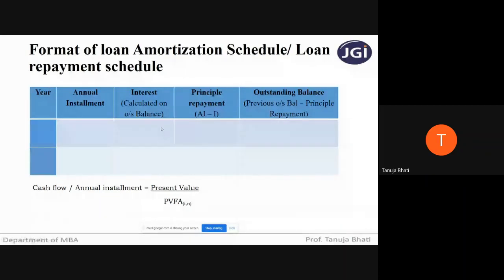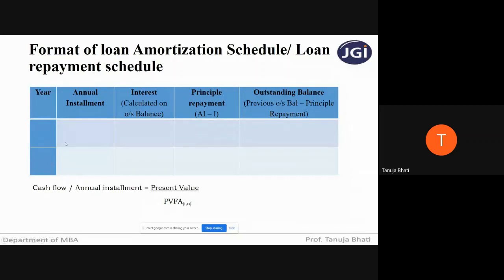Okay, can anyone tell me, suppose I take a loan for 10 years, at the end of 10 years, what is my outstanding balance? What is the loan amount that I'm supposed to pay to the bank? What will be my outstanding balance at the end of the 10th year?